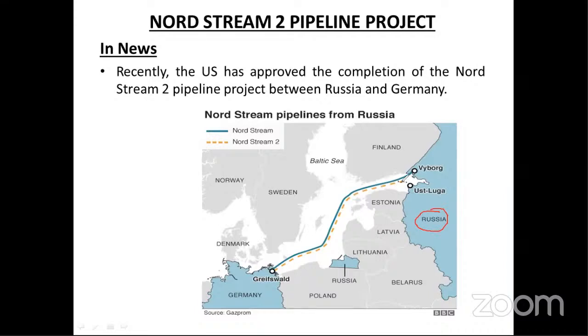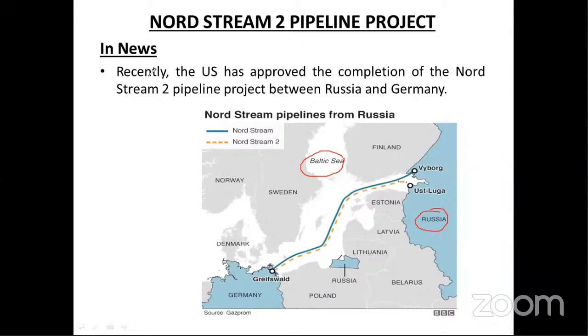So this is the dotted line. This dotted line is one pipeline project that runs through the Baltic Sea. This is important to know for map purposes in the exam. Maybe they can ask you a question: which of the following countries make a border with the Baltic Sea? You see Finland, Sweden, Norway, Estonia, Latvia, Lithuania, Poland, then Germany. So this is the pipeline project that runs between Russia and Germany.